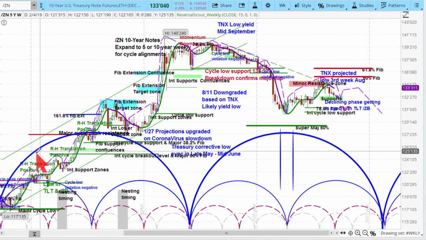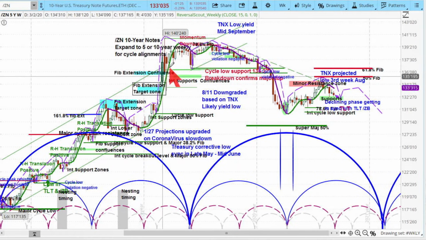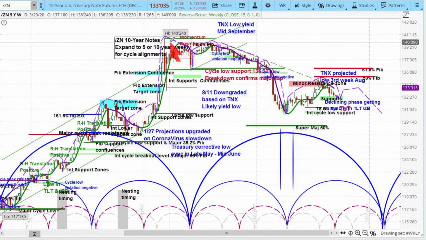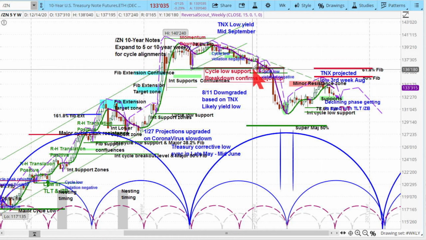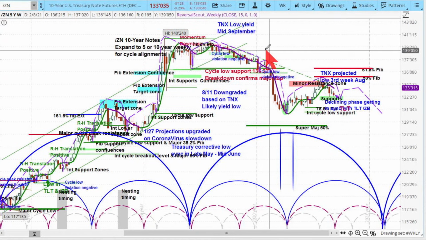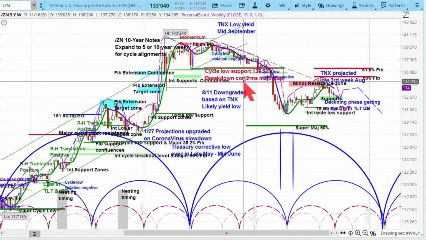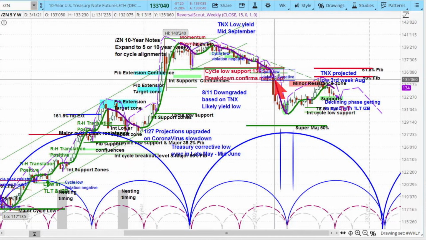This was a super strong period for the futures market. It corrected right into here and then rallied, gave you a double top, and then had a breakdown. And this said interest rates were about to increase. And we were all over this when we saw that. You could see our message here, cycle low support. Breakdown confirms a major top is what that says.